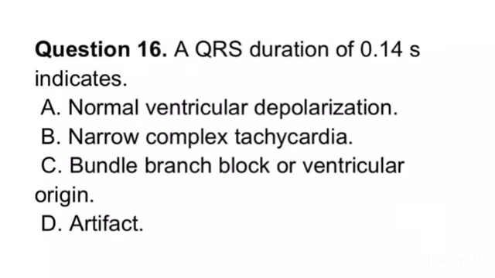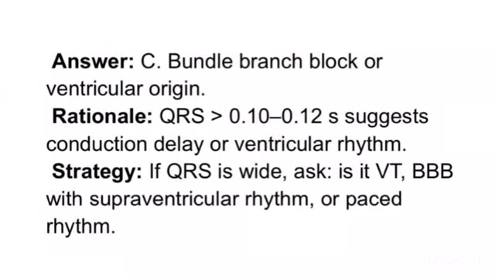Question 16. A QRS duration of 0.14 s indicates: A. Normal ventricular depolarization, B. Narrow complex tachycardia, C. Bundle branch block or ventricular origin, D. Artifact. Answer: C. Bundle branch block or ventricular origin. Rationale: QRS 0.10 to 0.12 s suggests conduction delay or ventricular rhythm. Strategy: if QRS is wide, ask, is it VT, BBB with supraventricular rhythm, or paced rhythm?